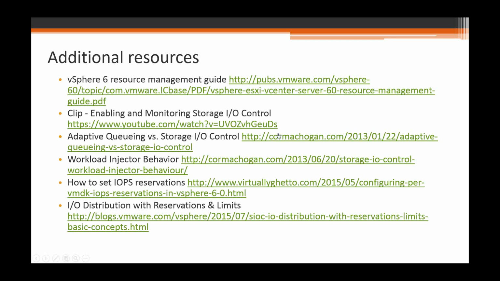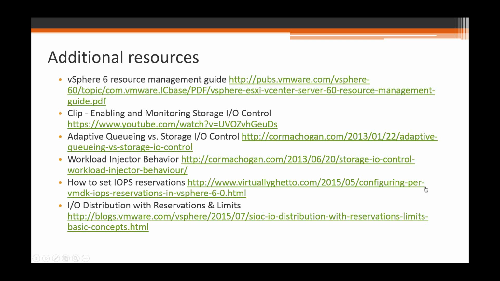There's this great article. Anyone that's interested in storage and virtualization needs to read Cormac Hogan's blog, just like they need to read Duncan Epping's blogs, right? So Cormac has a good article about adaptive queuing versus storage I/O control, and also a great article about the workload injector behavior, so how the injector works. Pre-vSphere 6 though, but lots of useful information there.